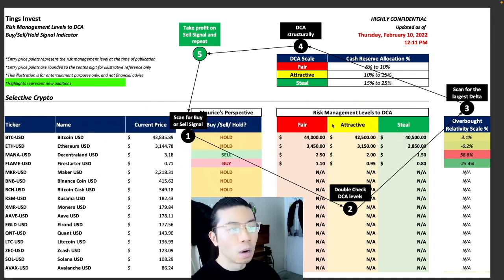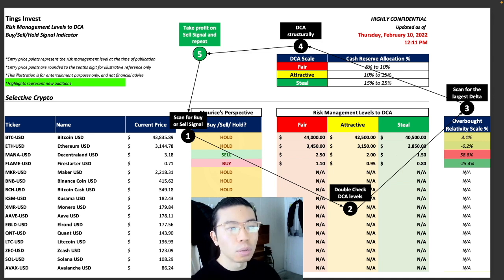You refer to the risk management level to dollar cost average at, right? You double check the DCA levels that I identify here for fair, attractive, and steal. It's a double sanity check that you want to see for yourself, right? Where are we at right now? Are we in the steal level, right? And then to be extra cautious, right?